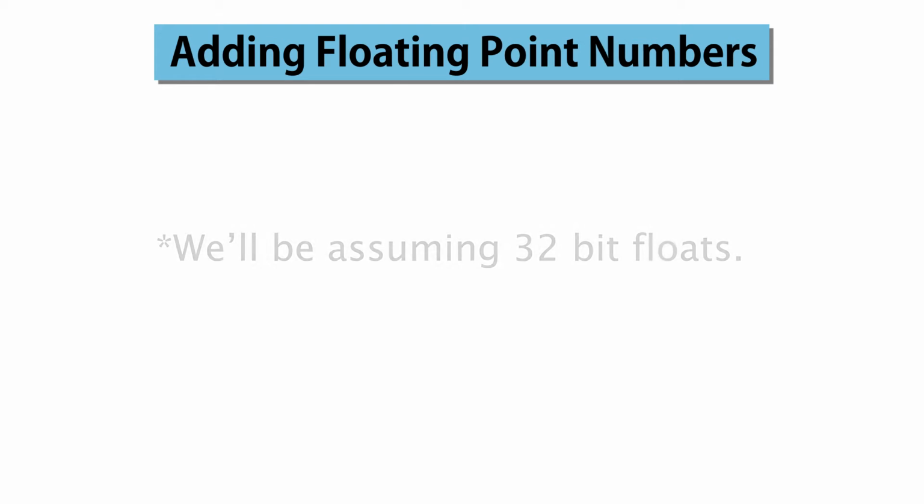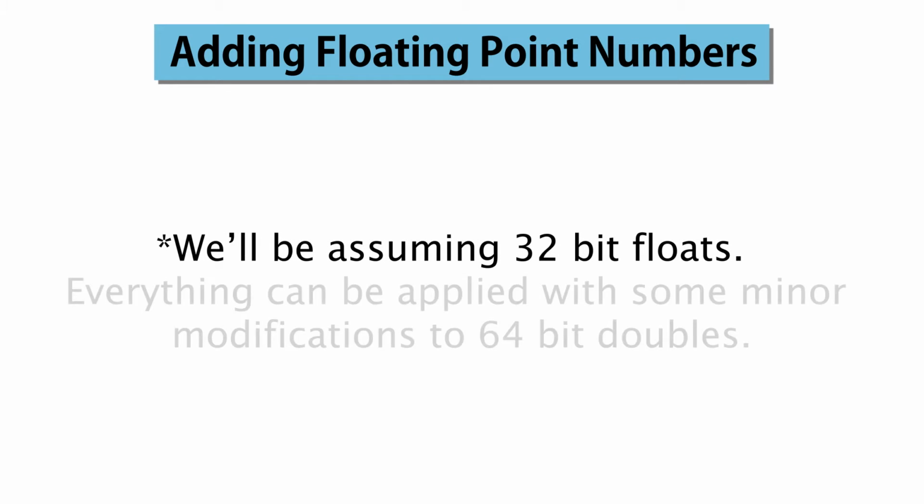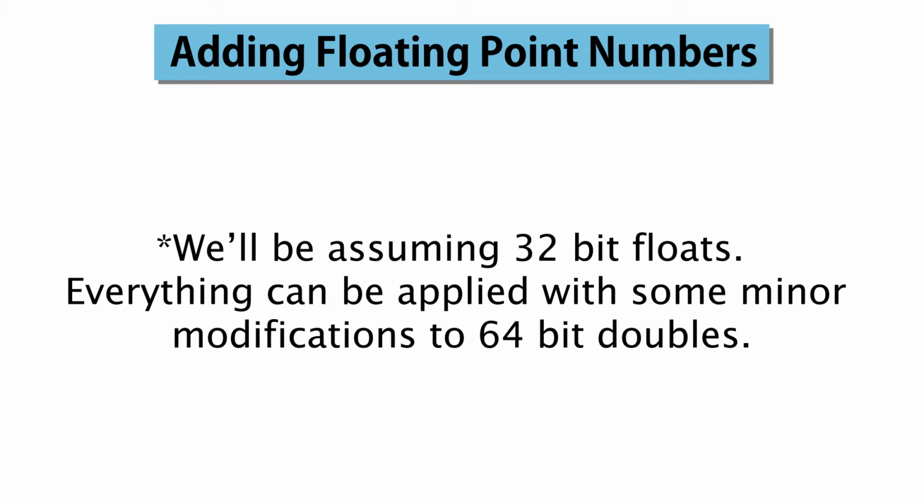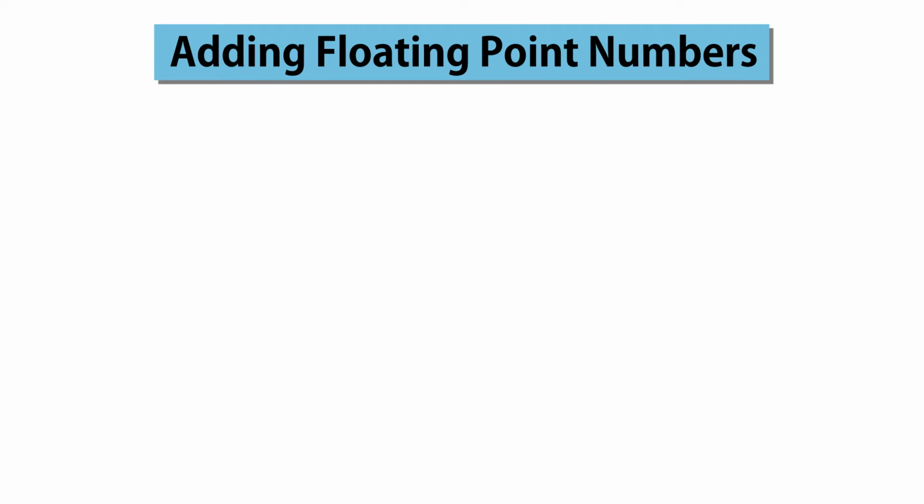For this video, we'll be assuming 32-bit floats, but everything we say can be applied with some minor modifications to 64-bit doubles. Recall that floating point numbers are effectively a variant of binary scientific notation. That is, numbers of the standard form shown here. There's a sign, plus or minus, and a real number constant c in its specific format, times some integral power of 2. For normalized numbers, c always has a single 1 to the left of the binary point.